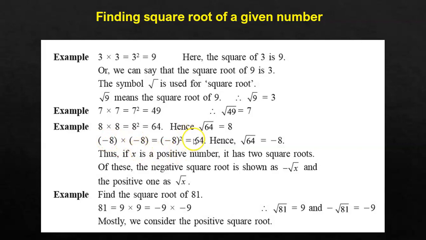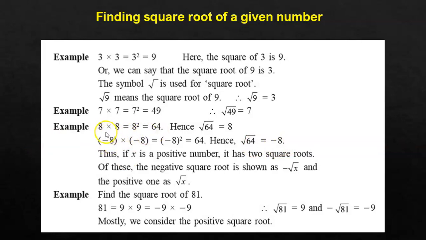So my final answer will have a positive sign. And 8 multiplied by 8 is 64. So my final answer is positive 64. Now, if you look over here, 8 multiplied by 8 is also 64 and minus 8 multiplied by minus 8 is also 64. So square root of 64 is 8 and square root of 64 can also be minus 8.